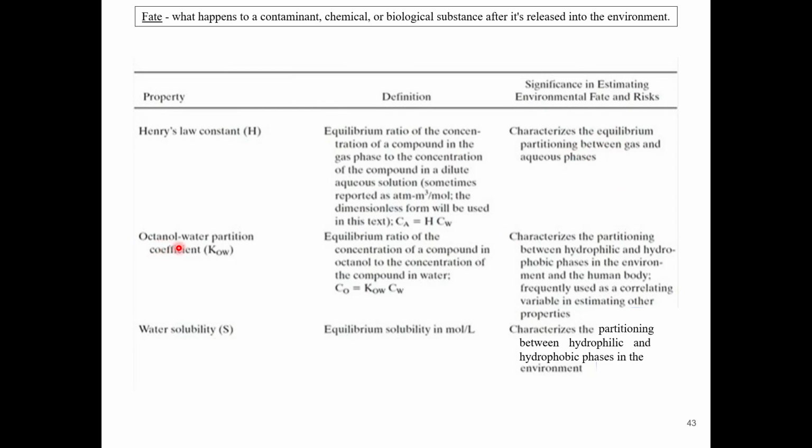One property is the octanol water partition coefficient, which is KOW. So it is the equilibrium ratio of the concentration of a compound in octanol to the concentration of the compound in water, that is Co equal to KOW into Cw. It characterizes the partitioning between hydrophilic and hydrophobic phases in the environment and the human body. It is frequently used as a correlating variable in estimating other properties.